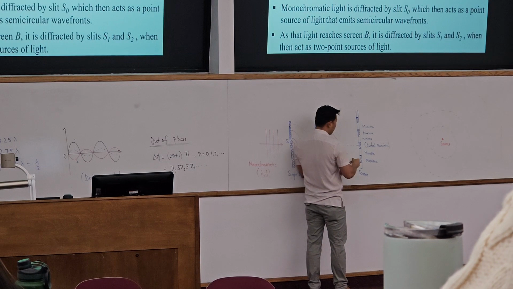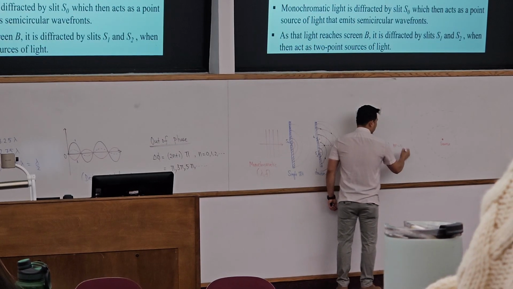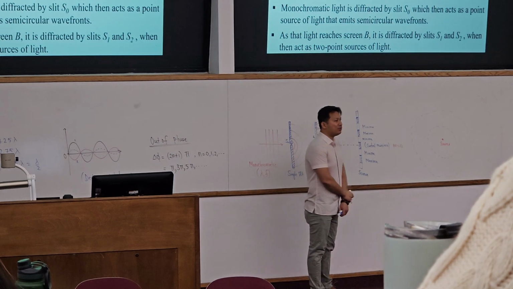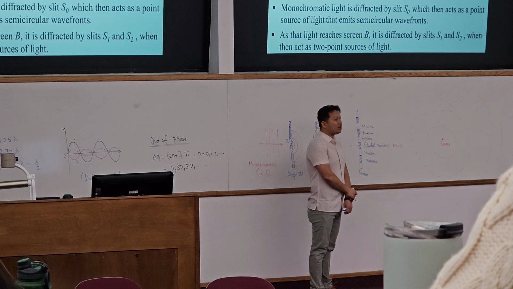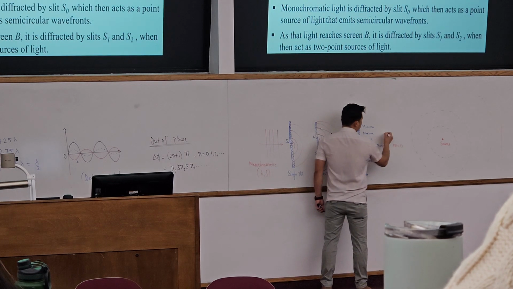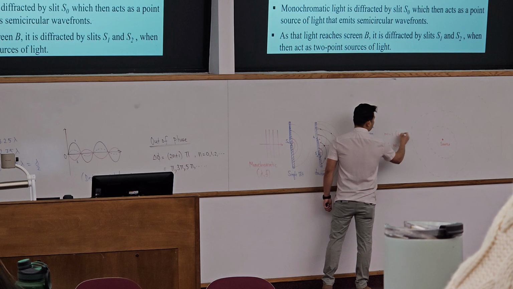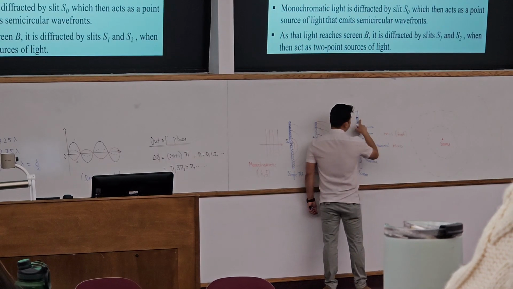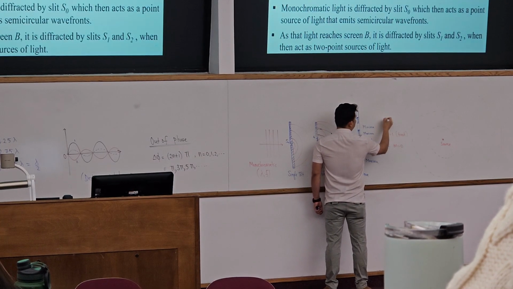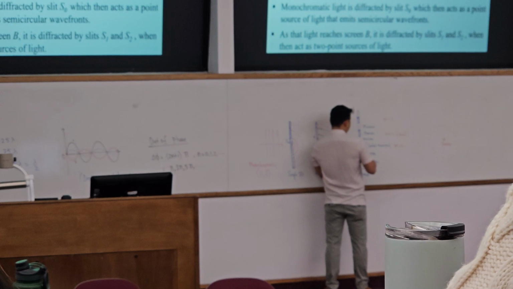If you want to categorize the central one, we call it n equal to 0. That means we start counting. The central is n equal to 0. This is the first maxima, n equal to 1. So you have another maxima over here, n equal to 2. This is how you start numbering.